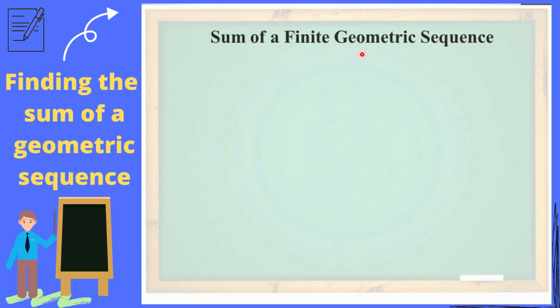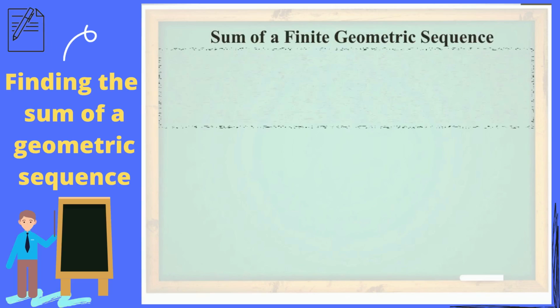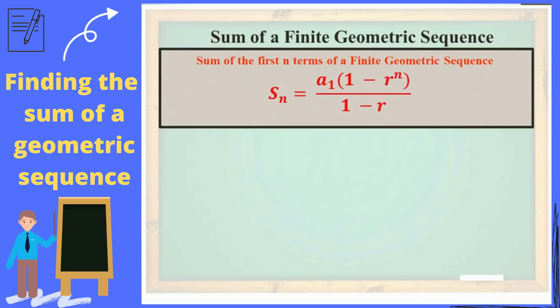So for the sum of a finite geometric sequence, the formula is S sub n equals a sub 1 times the quantity of 1 minus r to the nth power all over 1 minus r. If r is not equal to 1, then it is possible to get the sum. But if r is equal to 1, then it is not possible for us to get the sum of the geometric sequence.